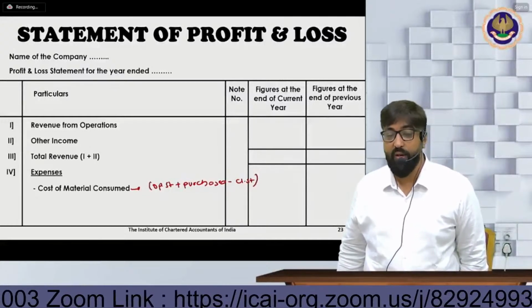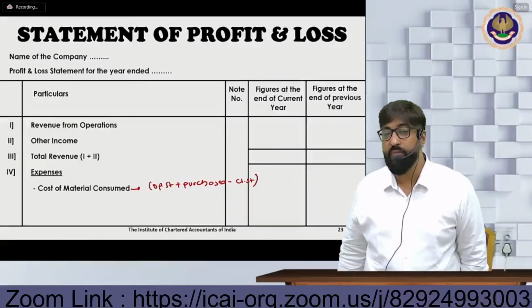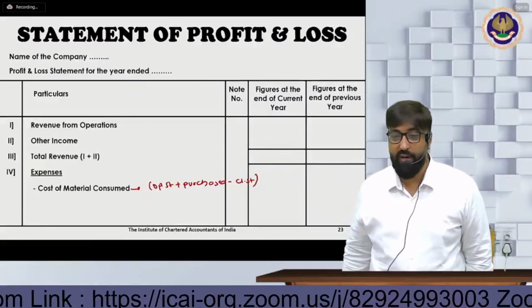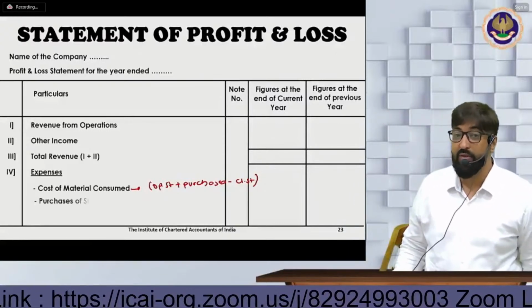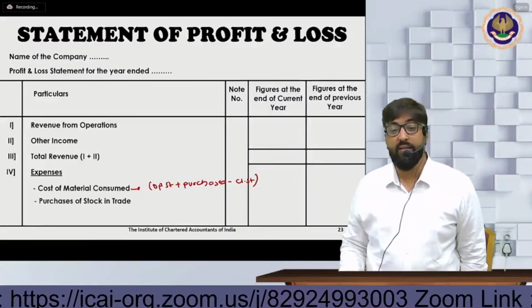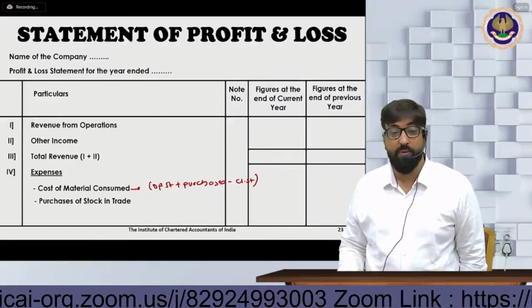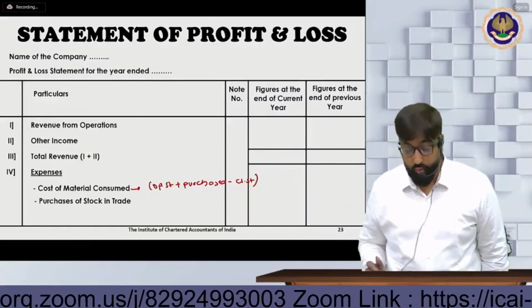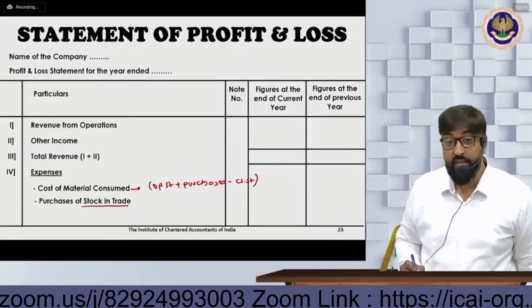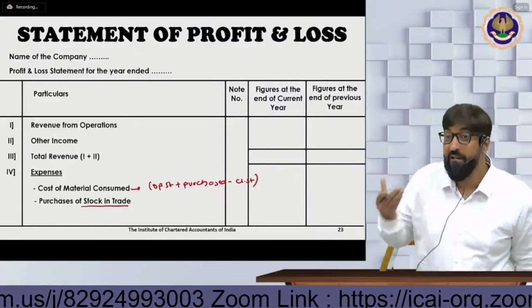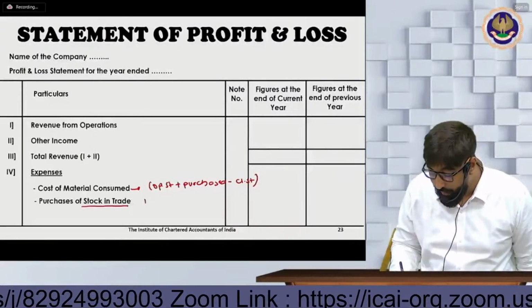Okay. So material consumed, how are you going to put down these figures? Opening stock of raw material plus purchases minus closing stock. Then you will consider purchases of stock in trade. Purchases of stock in trade means why? For those companies who are not manufacturing. So this is for non-manufacturing companies.